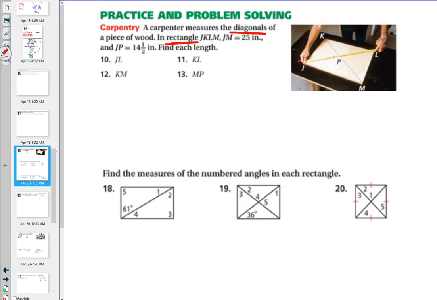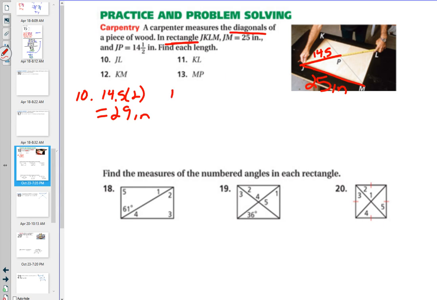So we make it back here, and they tell us that JM. It might be hard to see on your paper, but JM is down here. That's going to be 25 inches. That's a side. That's not a diagonal. And JP, which is half of a diagonal, that's 14 and a half. I'll just put 14.5. And find each length, okay? So they want us to find JL. JL is an entire diagonal. How would I find JL? Yeah, or you can do 14.5 plus 14.5. Yep. Either way, 14.5 times 2 should be 29. 29 inches.